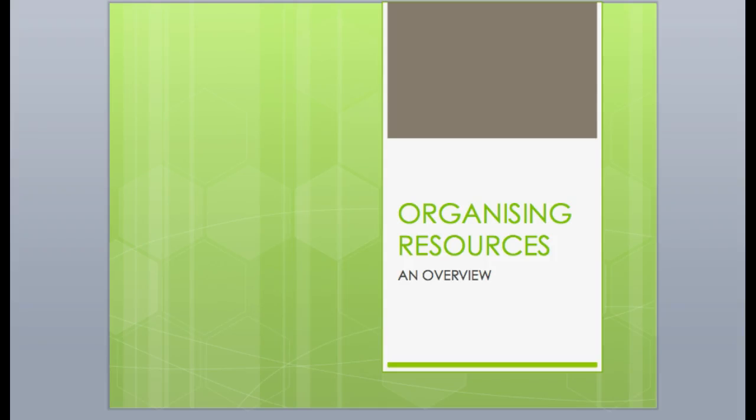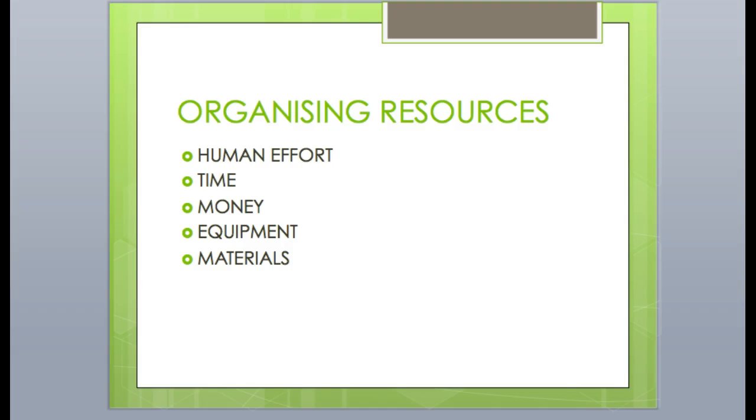Organising resources. Okay, the business has visions, goals, and objectives. The next stage of the business planning process requires organising the resources. So, organising how human beings are actually going to be employed in the vision.